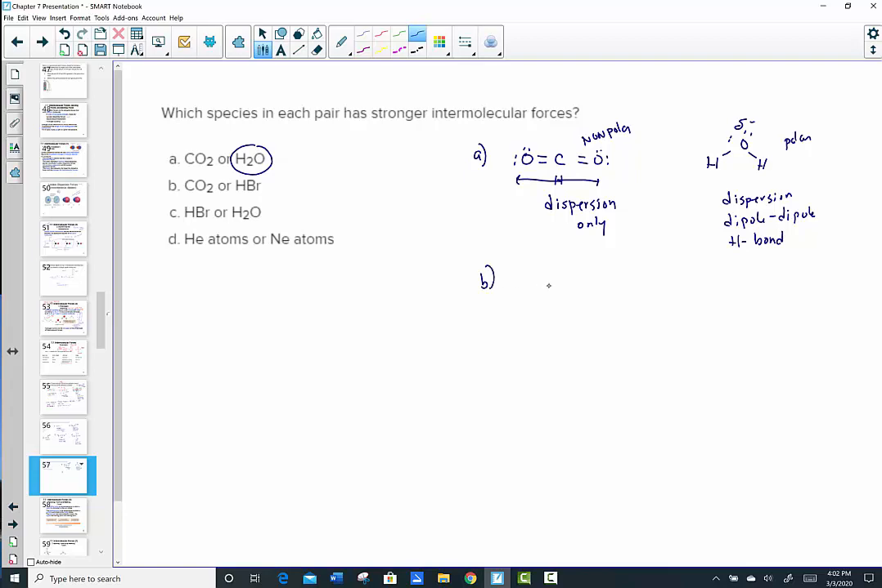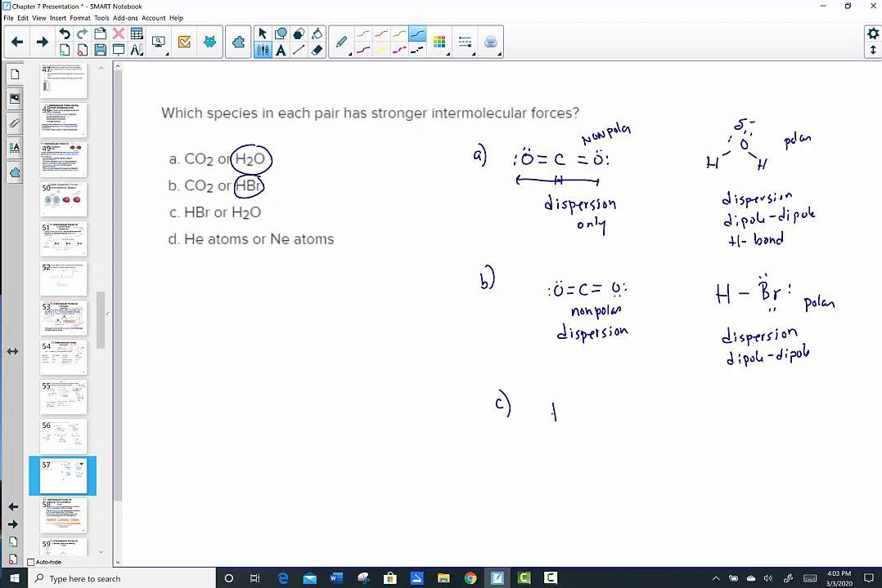How about letter B? Carbon dioxide, well, we just drew that. So here's our CO2 again. We know that it's nonpolar. So it will only have dispersion forces. And we're comparing it to HBr. Well, HBr is a polar molecule, so it will have dispersion forces because all molecules do, as well as dipole-dipole. So clearly HBr would have more intermolecular force.